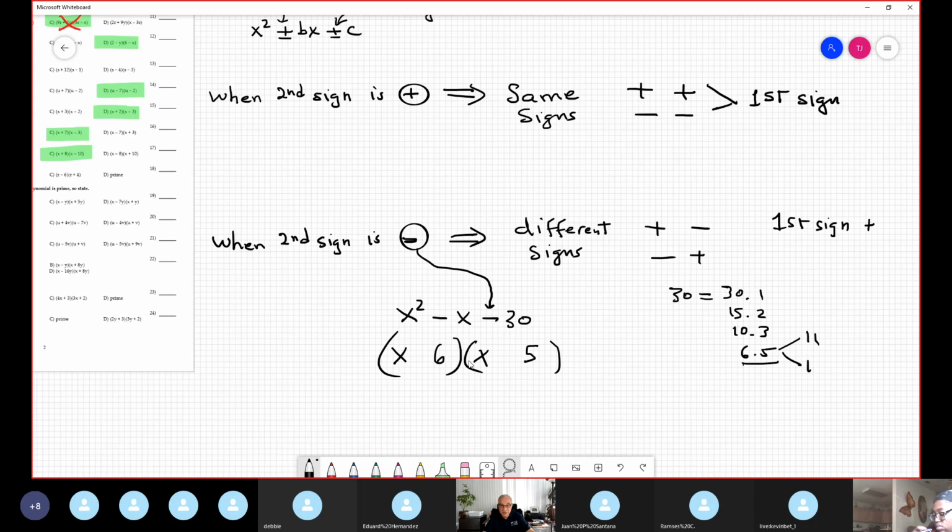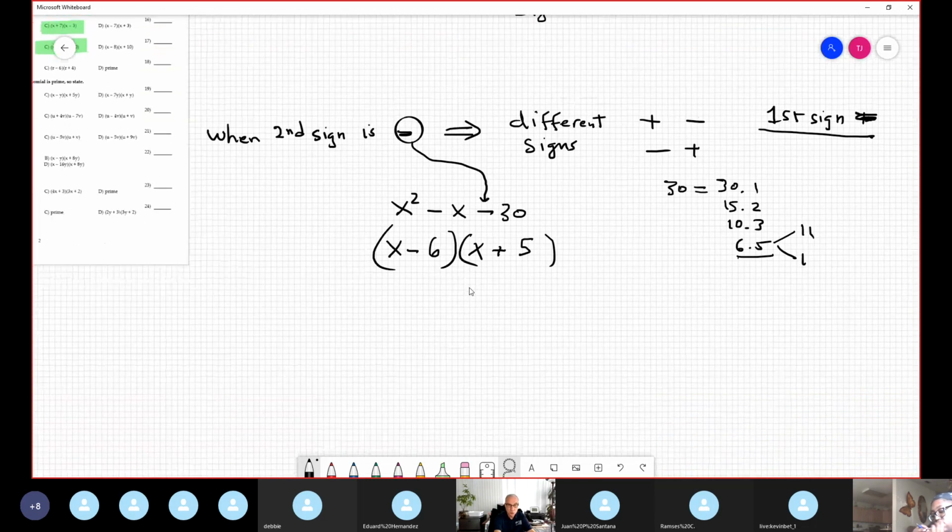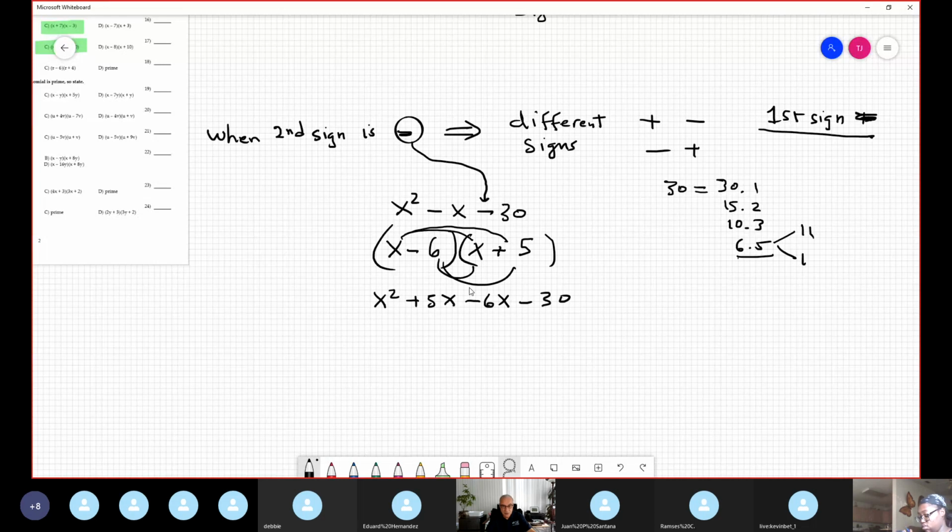I copy 6, I copy 5. I expect different signs, but the decision of what is positive and what is negative depends on the first sign. The first sign is negative, in that case, so you assign it directly to the bigger number, and the other is positive. Let's check, just in case, to make sure that we're doing okay. The x squared is the multiplication of these. The multiplication of this guy is plus 5x, of that guy is minus 6x, and of that guy is minus 30. When you combine this and this, x squared minus x minus 30. And we come back again to the beginning.